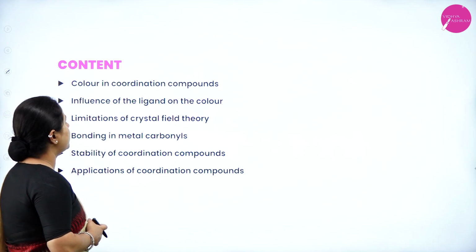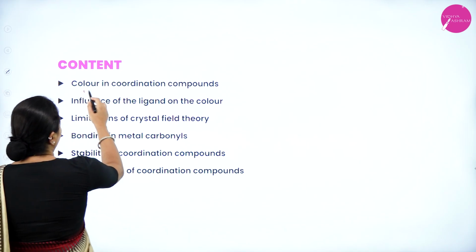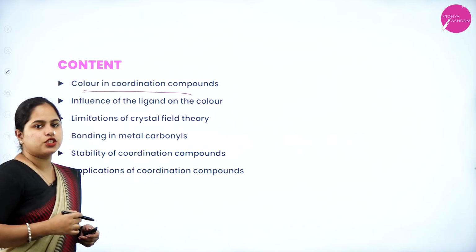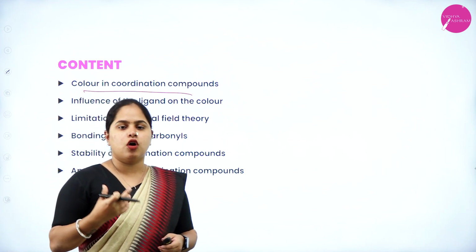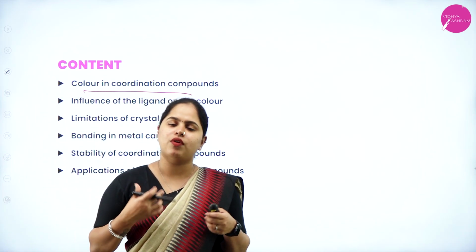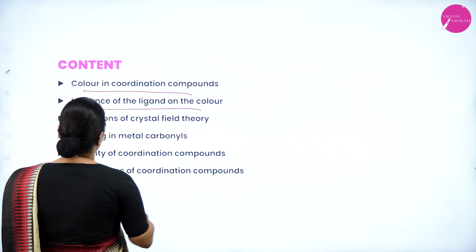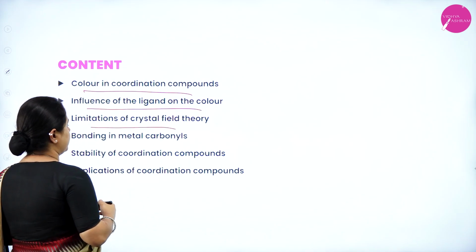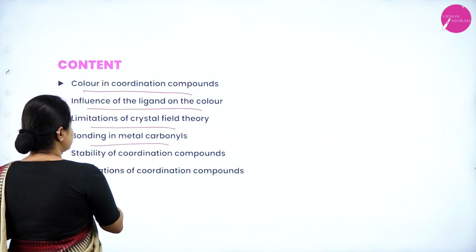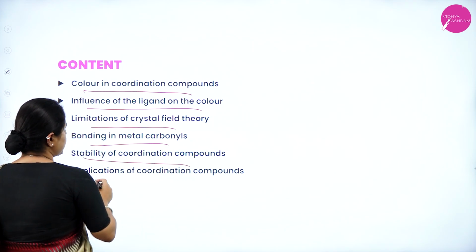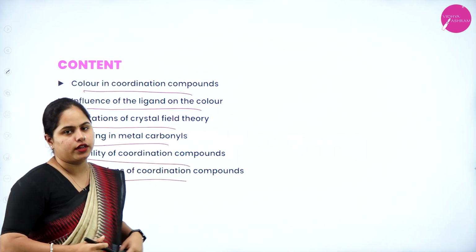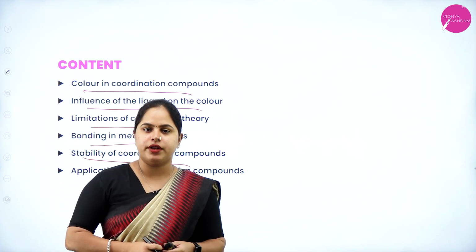So in today's session, we are going to study the color in coordination compounds. In the last session also, I discussed color, right? Coordination compounds will show colors. Now, why is that? We are going to study that now, and the influence of ligand on the color, limitations of crystal field theory, bonding in metal carbonyls, stability of coordination compounds, and the various applications of coordination compounds. By that, we'll come to an end to this chapter.